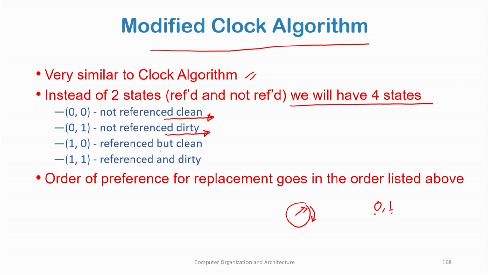If it is 1 0, it is referenced, but it is clean. That means it is used in recent times. This page is possibly being used heavily, but it is being read, and I do not have to write it. And if both are 1, that means it is both being heavily used and the page is also dirty. So, the order of preference for replacement goes down the order. This one is the highest preference, and this is the lowest preference.